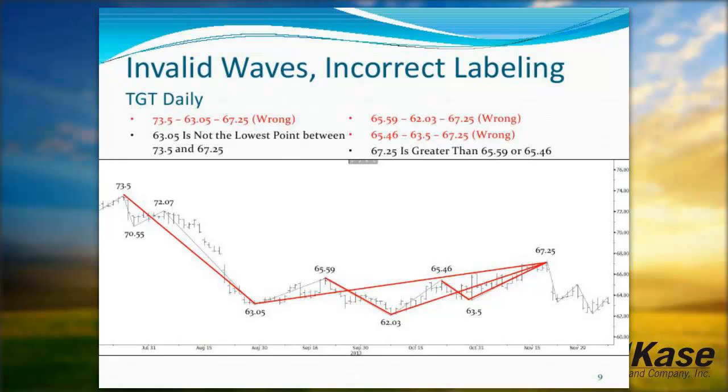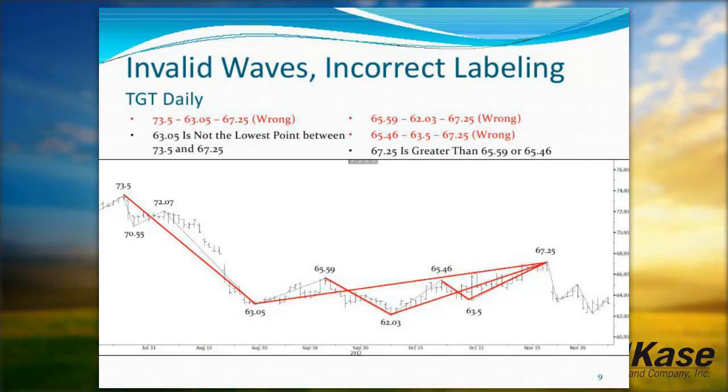Well, the problem here is that we go on to make a new low, lower than the 63.05. And so we can go down to the 62.03. We could pick the wave 73.50, 62.03 up to 67.25 like we did on the last chart. That's a valid wave. And actually, the 63.05 to 65.59 was a valid wave until the 65.59 swing high was overcome by the 67.25 swing high. At that point, we would have to pick the wave.